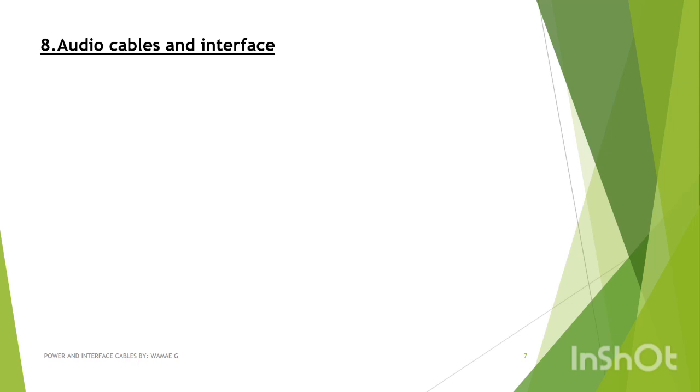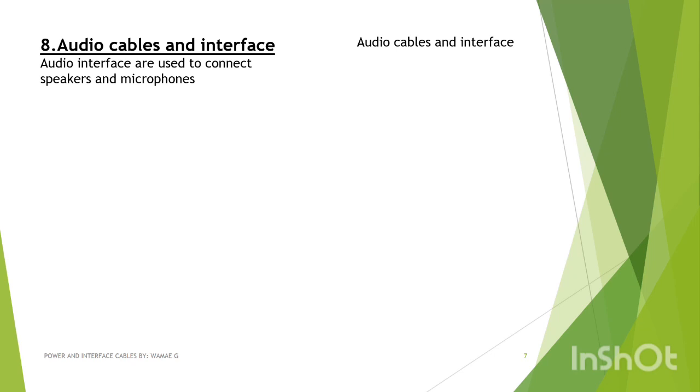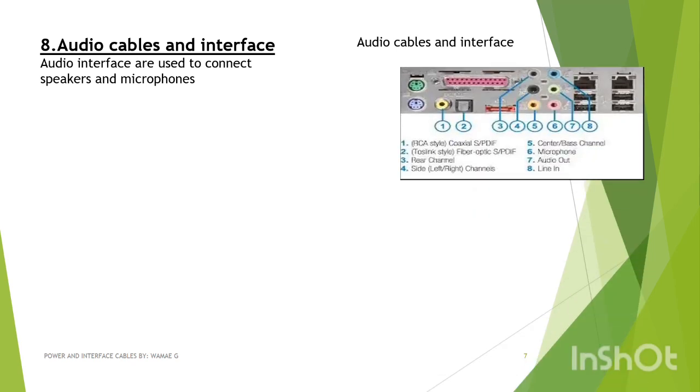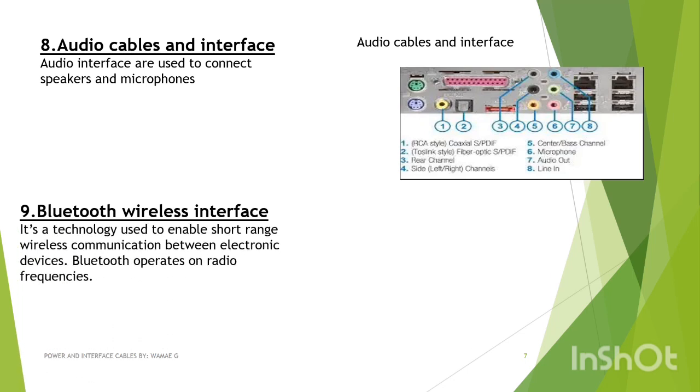Number 8, audio cable and interface. Audio interfaces are used to connect speakers and microphones. That's the photo of an audio cable. If you look at the ports, you shall see that we have the microphone port, the audio port, and the line in. There are other ports there, actually, like one for coaxial S/PDIF, two for fiber optic, three for the rear channel, and four for the side.